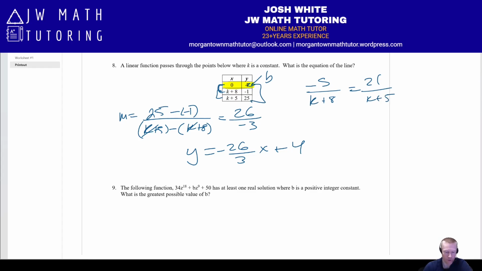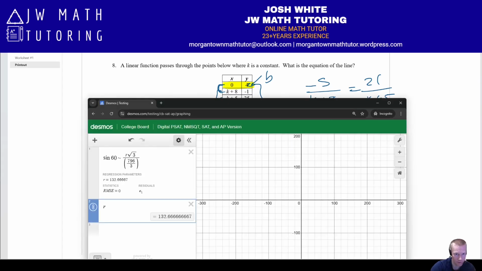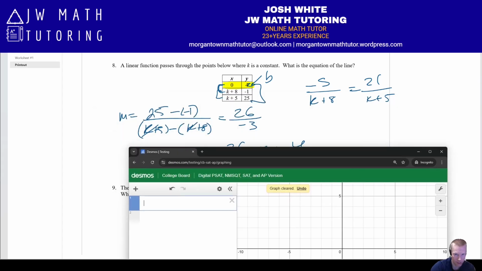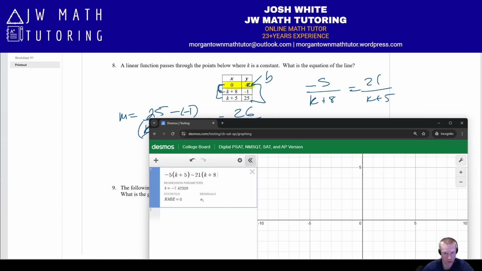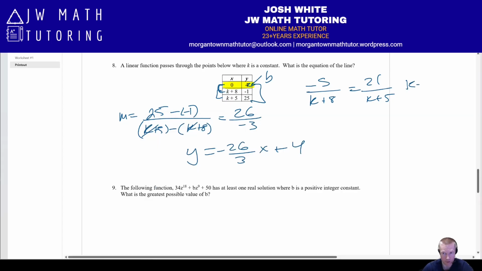Now, when I tried to do this using Desmos for regression, it was messing up and not giving me the correct answer. I'm guessing it's because it's a rational expression. So instead, basically what I did is I just cross-multiplied it. And now it does give you the correct answer. It's negative 7.42308, and so on. That adds a bunch of extra digits.